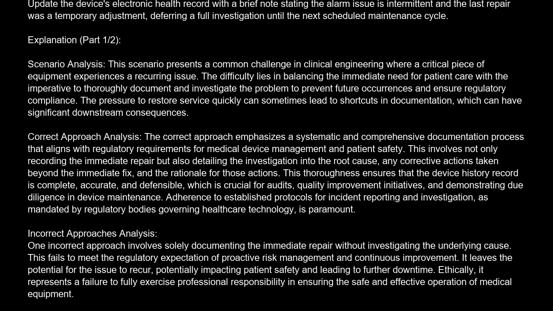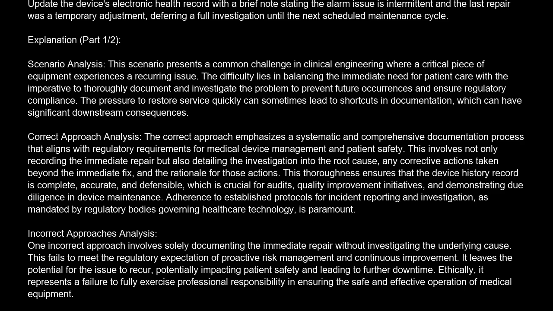Correct approach analysis. The correct approach emphasizes a systematic and comprehensive documentation process that aligns with regulatory requirements for medical device management and patient safety. This involves not only recording the immediate repair, but also detailing the investigation into the root cause, any corrective actions taken beyond the immediate fix, and the rationale for those actions.